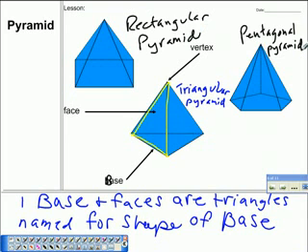So we look at the base, see what kind of shape it is. That gives us the name for both prism and pyramid. Then you just have to write prism or pyramid. If it's got two bases, it's a prism. If it's got one base and the sides are triangles, it's a pyramid.